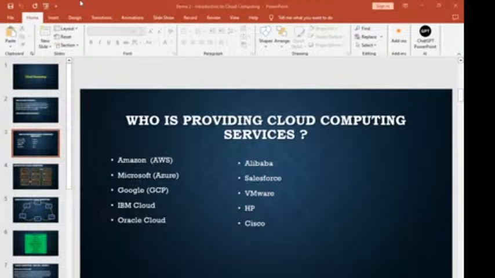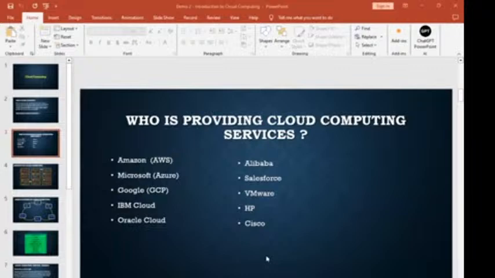There are many companies actually where they are using multiple cloud providers, not only one. They are using multiple cloud providers. Some servers they are running in Amazon, some servers they are running in Microsoft. That is also possible.